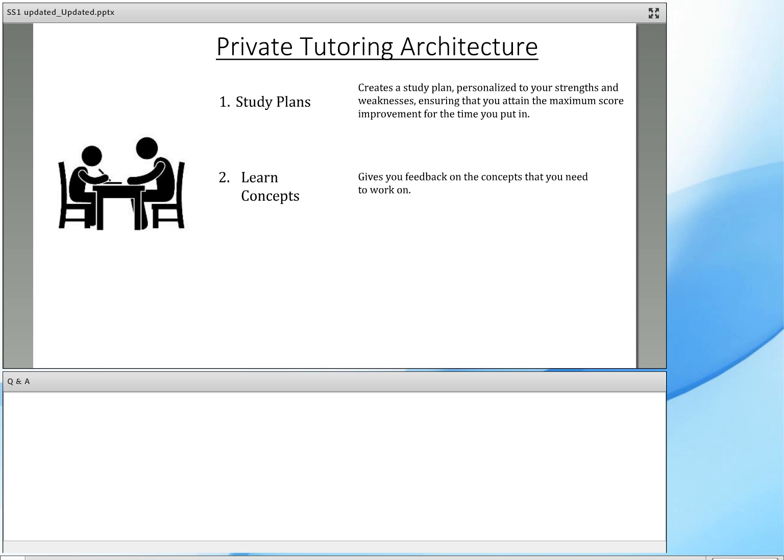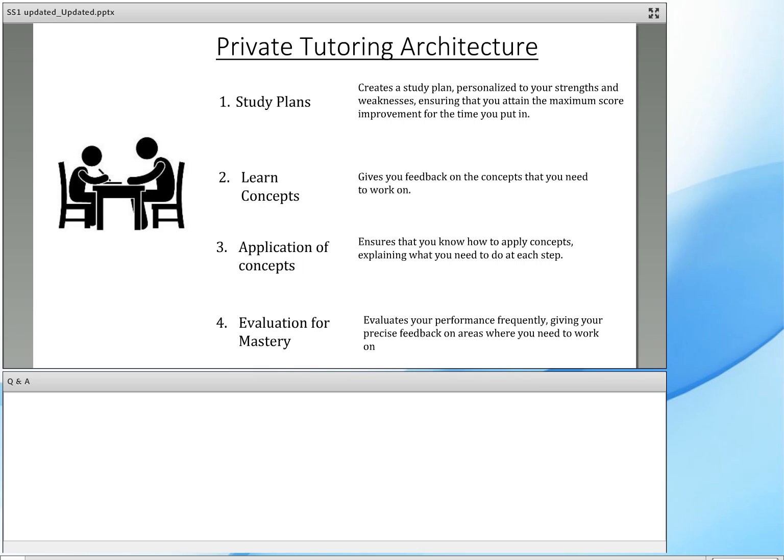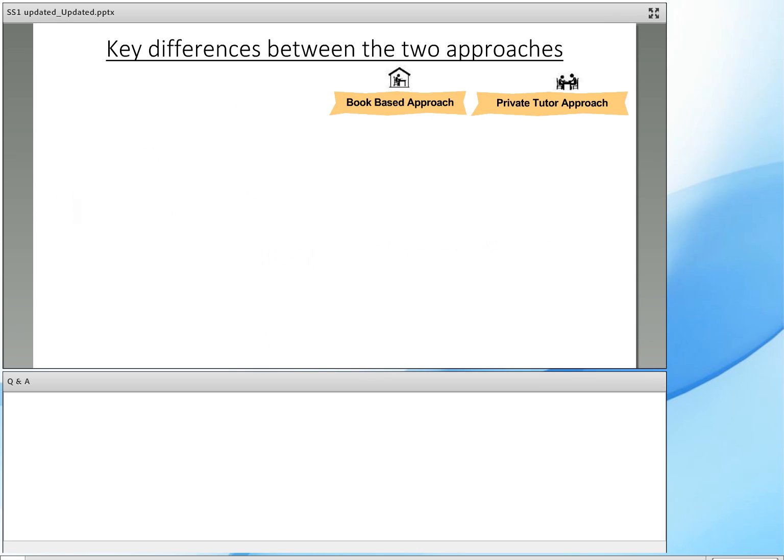Then you learn concepts, and as a private tutor teaches you concepts, he gives you feedback on the areas that you haven't learned as well. After teaching concepts, a private tutor teaches you how to apply those concepts, telling you what do you do in step 1, what do you do in step 2, and so on and so forth. And while doing that, a private tutor will give you feedback on your ability to apply. So as you solve more questions, you get better. And as you solve more questions, the private tutor also evaluates whether you have learned the concepts enough to be among those top 6 percentile of students or not. And as you get there, a private tutor then takes you from one topic to the other. So what are the key differences between these two approaches?